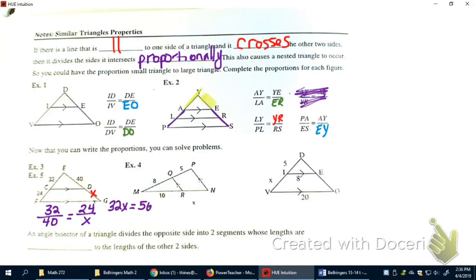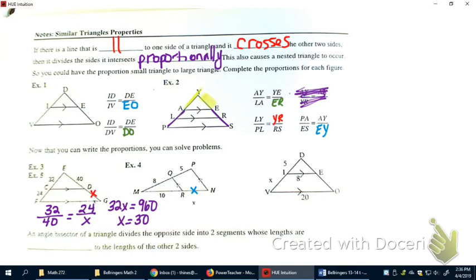I think it's 560. Is that right? Okay, what is it? I'm sorry, what? 960. Okay, and then divide by 32. What do you get when you divide? What? 30? Right. Try the next one by yourself.